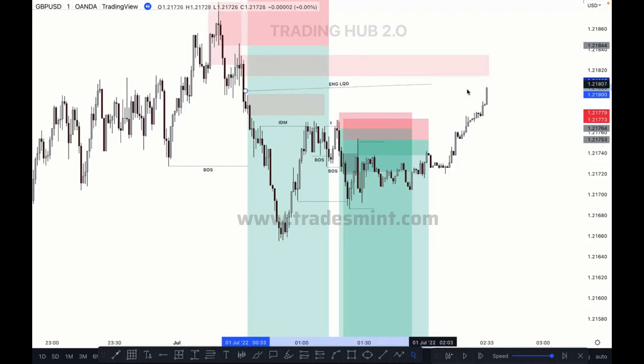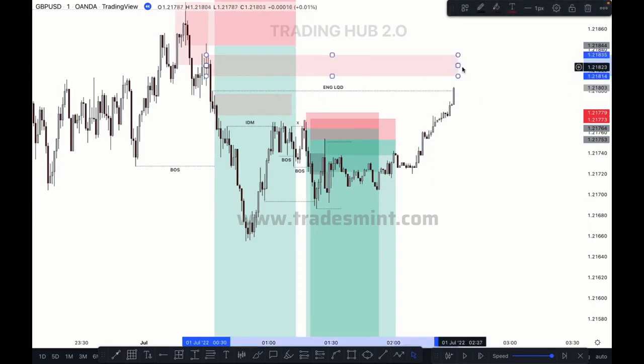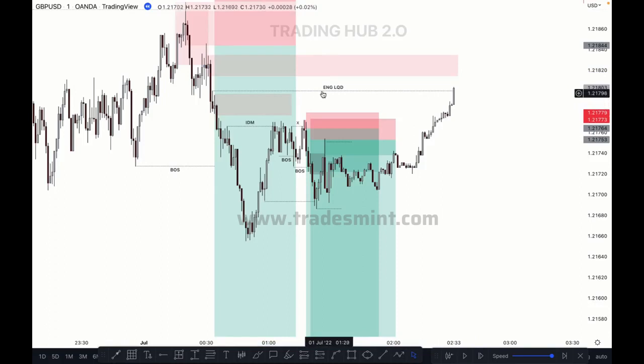Okay, after taking out this engineering liquidity. Market has already taken out this engineering liquidity, but there is no guarantee to mitigate this order block. As I told you in a previous entry type 2, market may take out this high and close above it, and then you can apply the same rule, entry type 2. Okay, if market sweeps this high, then you have to apply entry type 3. Okay, if market mitigates this order block, then you have to apply entry type 1. Okay, let's see what will happen after this.